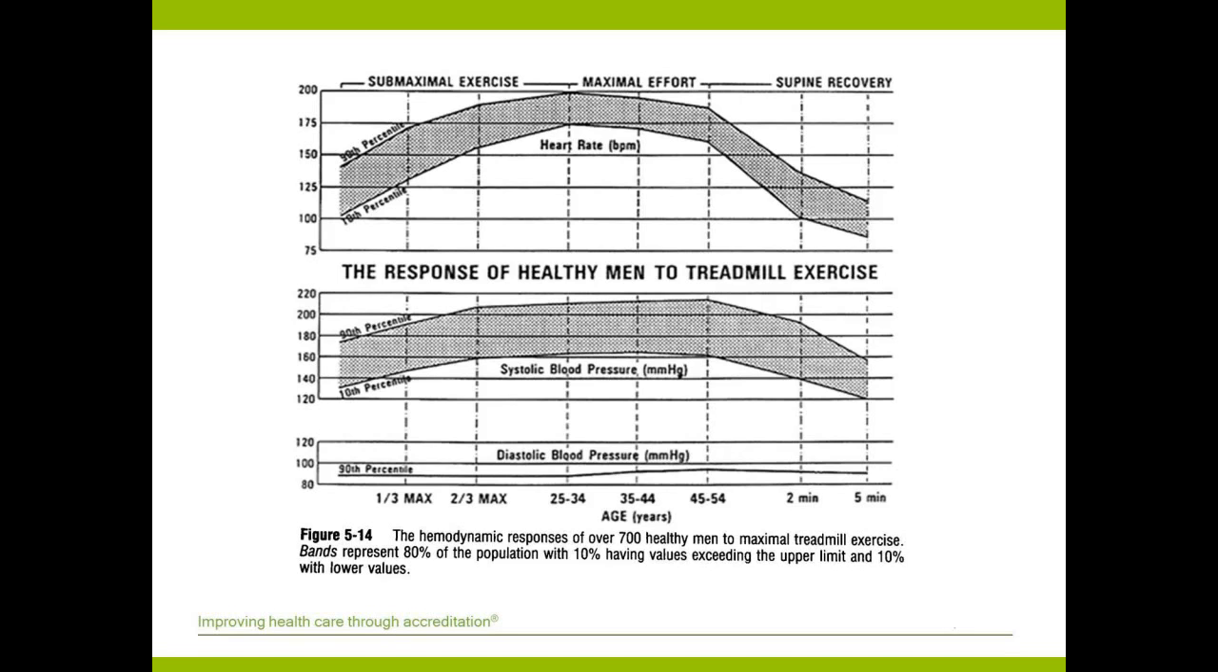So 7 millimeters of mercury per MET achieved, so 7 times 10 is 70. Add that to the 120, and I would expect that their systolic blood pressure at the completion of exercise would be somewhere in the range of about 190. And you can generally say that that's plus or minus about 10 millimeters of mercury, just roughly across both males and females.